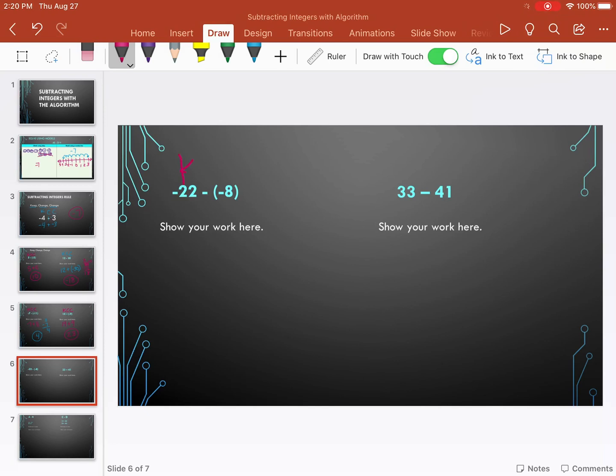Okay, so we should be keep, change, keep the negative 22, change this to addition, and negative 8 becomes a positive 8. Now follow my addition rules, so different sign, subtract. I'm going to do 22 minus 8 and borrow. So I get 14 and keep the sign of the larger number. So the negative 22 was larger, so this is a negative 14 for my answer.